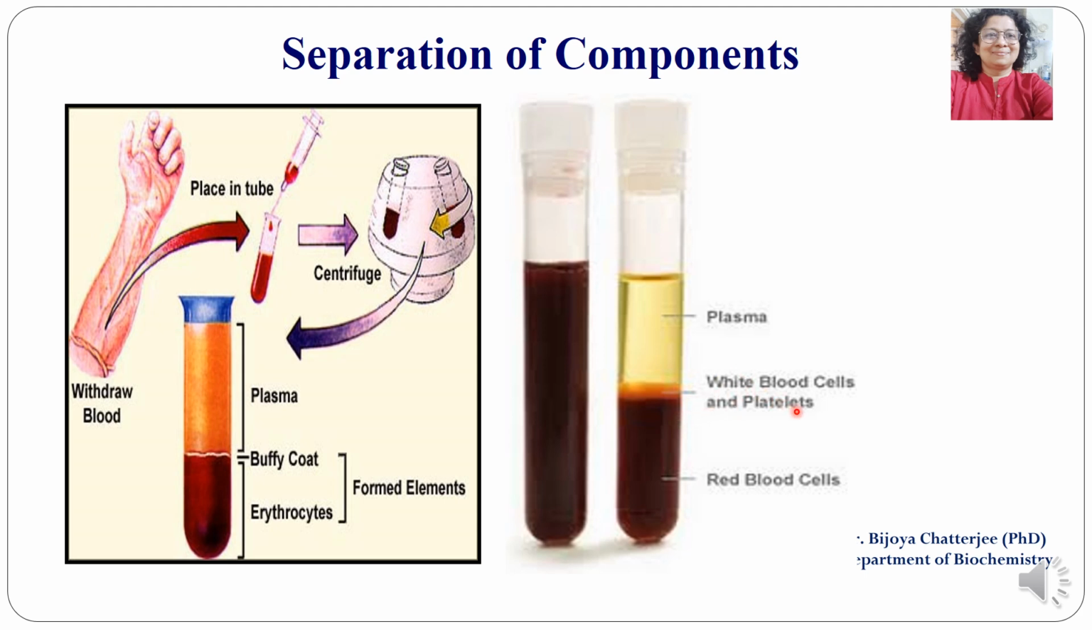This is known as the buffy coat, and this buffy coat or the white layer is very thin, and it consists of white blood cells and platelets, and the topmost layer is a clear transparent fluid, and this fluid is known as plasma or serum, depending upon the additive present in the tube.